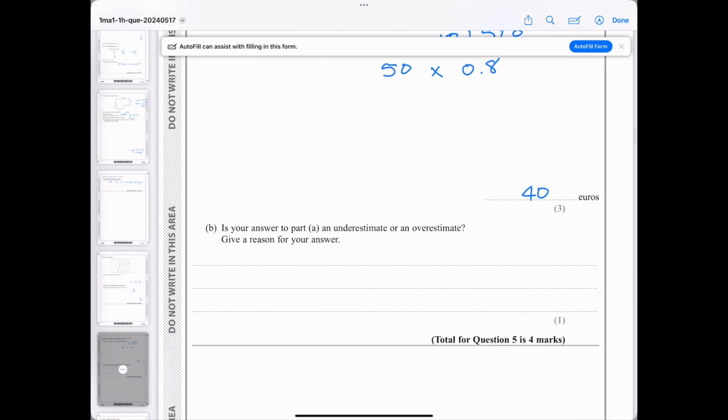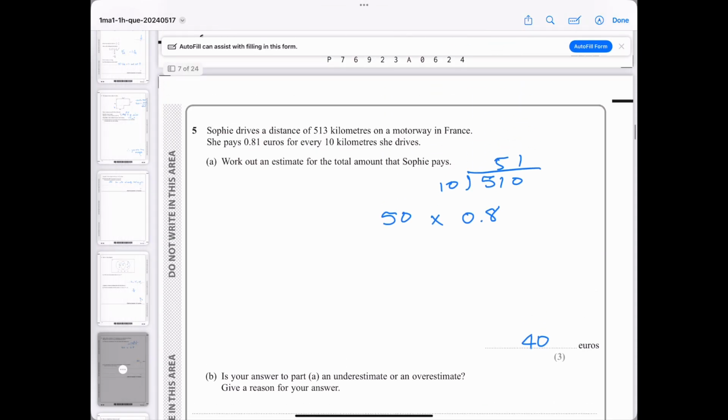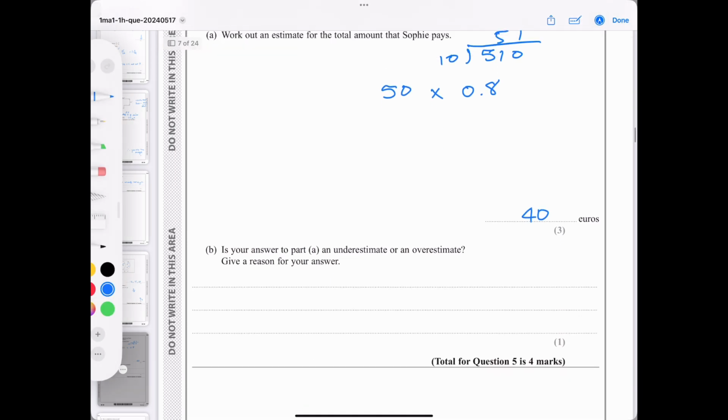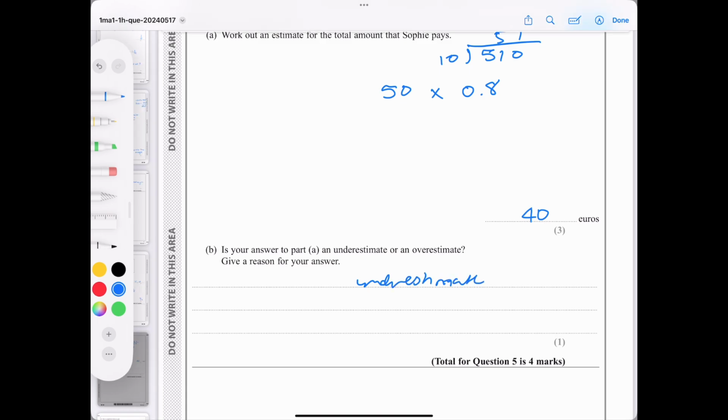Is your answer an underestimate or an overestimate? That's a good question. It is possibly an underestimate, because I went under for most of them, so I think it's an underestimate. I mean, that should be okay.